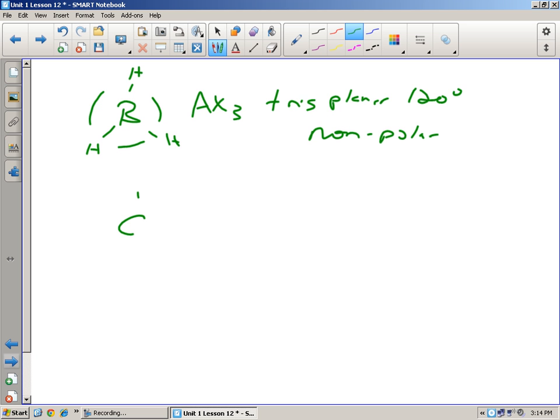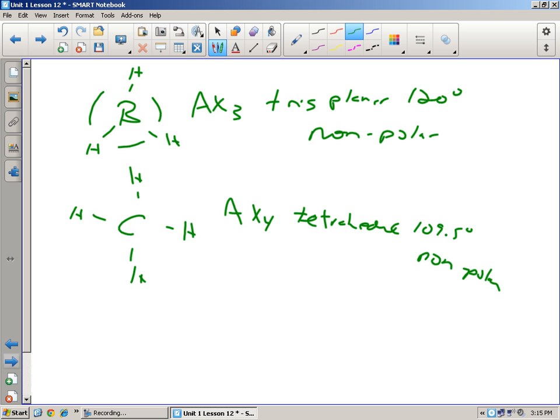CH4, okay, we did this one before. Tetrahedral, AX4, right? AX4, tetrahedral, 109.5, nonpolar. We've done that one quite a few times now, so that's a nonpolar one.